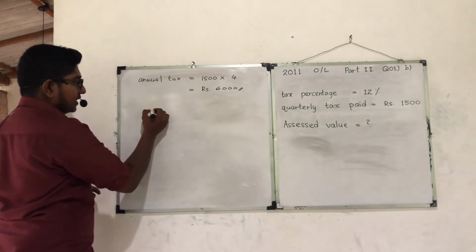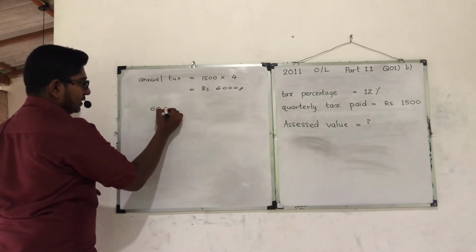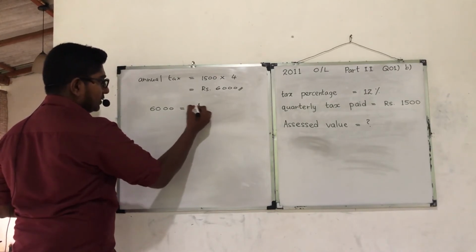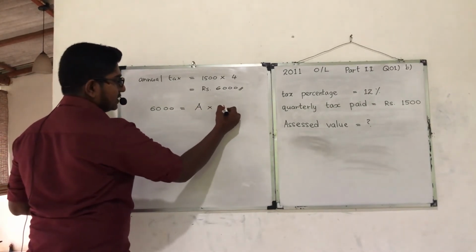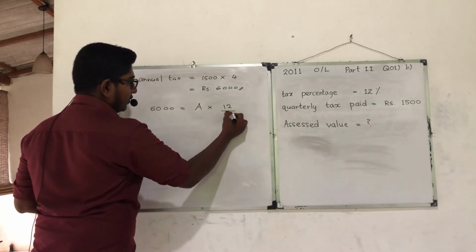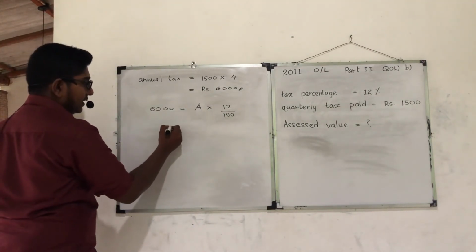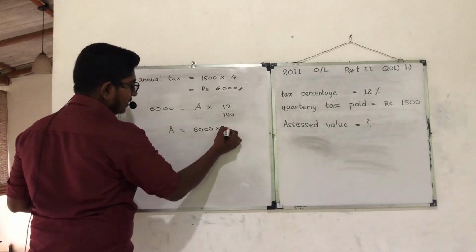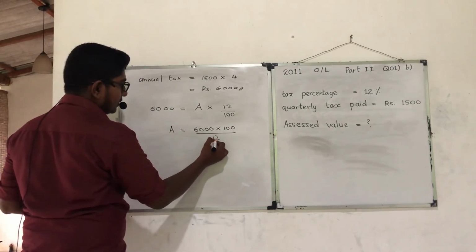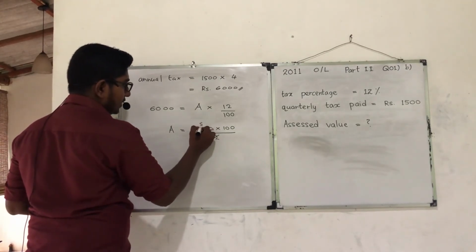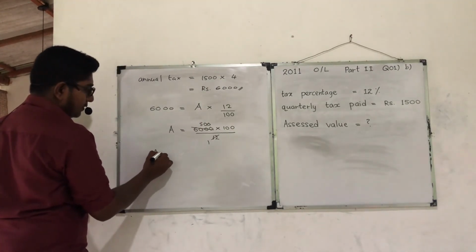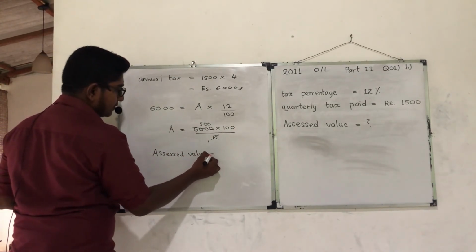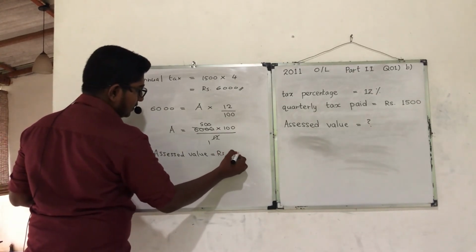Then according to our tax equation, tax equals assessed value, which is unknown, into tax percentage, 12 over 100. When we make A the subject, we will get our assessed value. 12 times 1, 12 times 500. Assessed value is 50,000.